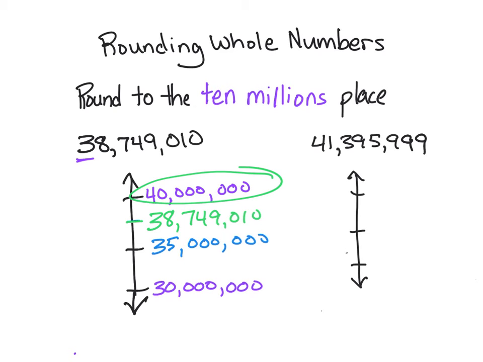In the next one, we can see that the 4 is in the ten millions place. So our low is going to be 40 million. Our high would be 10 million more than that, or 50 million. Halfway between those two numbers, we would have, of course, 45 million.